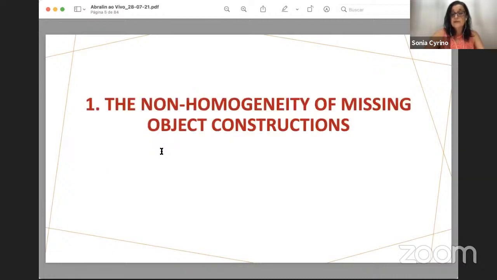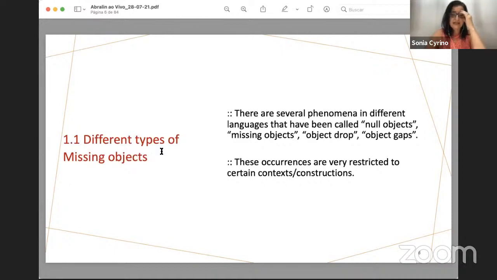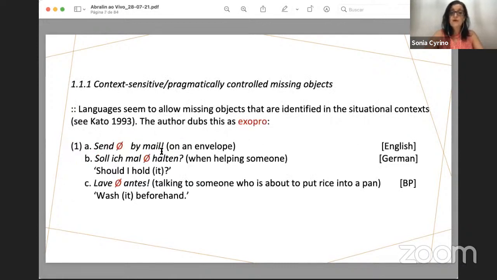So let's first talk about the different types of missing objects, because there are several phenomena in the languages and also in the literature that have been called null objects, or missing objects, or object drop, or object gaps. But these constructions are not all the same, and their occurrences are very restricted to certain contexts or certain constructions. So for example, we have context-sensitive or pragmatically controlled missing objects. Languages seem to allow missing objects that are identified in the situational context. This is common. For example, this has been proposed by Mary Kato in 1993.